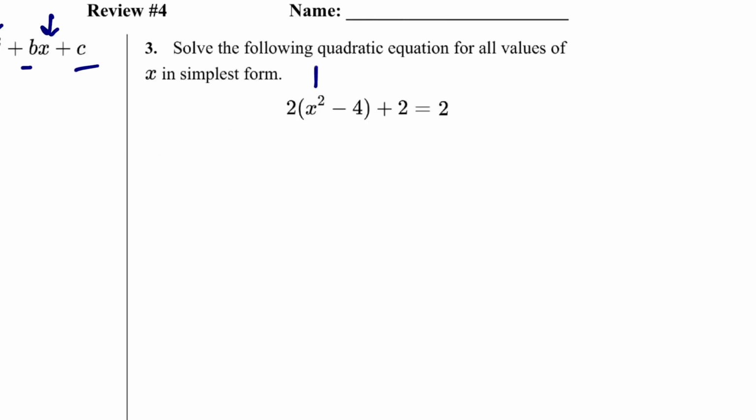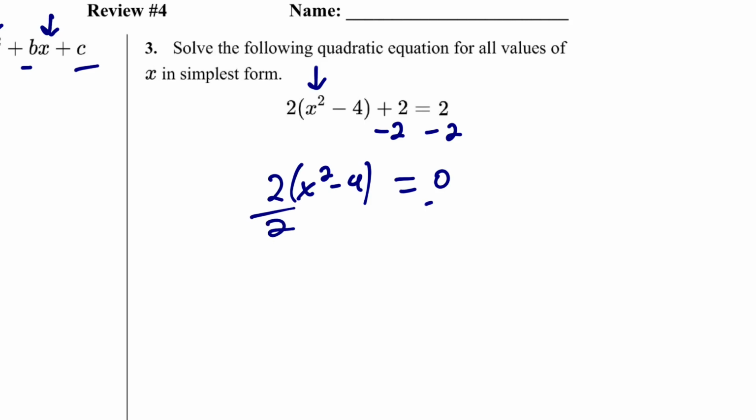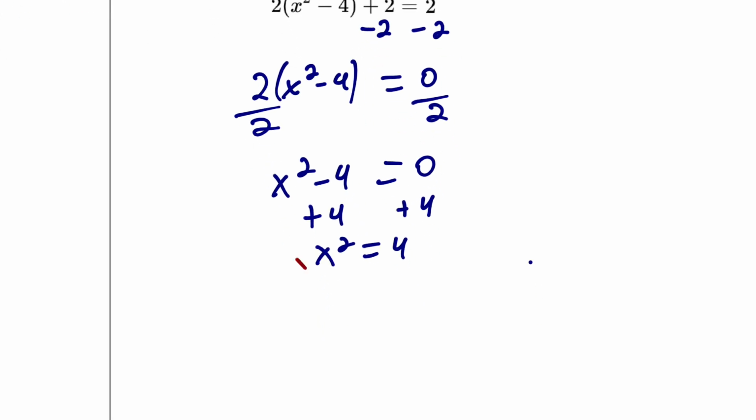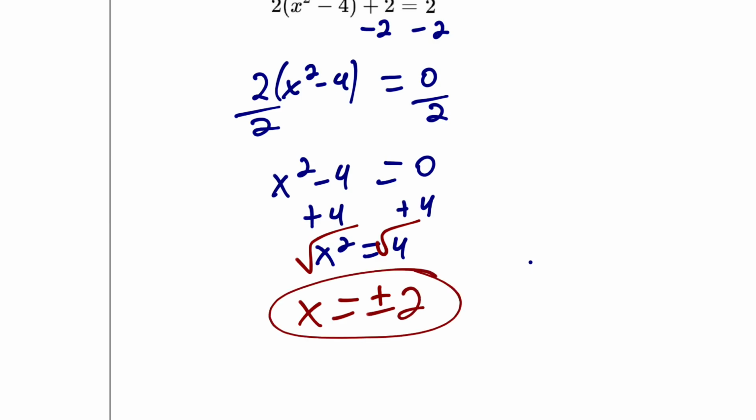To solve this one, I need to get this part by itself, so I start with the part that's farthest away, and I can rewrite the rest, and then I divide by this, and then I add 4. I have x squared is equal to 4. At this point, I'm going to take the square root of both sides. I have x is equal to plus or minus 2. Those are the two answers.